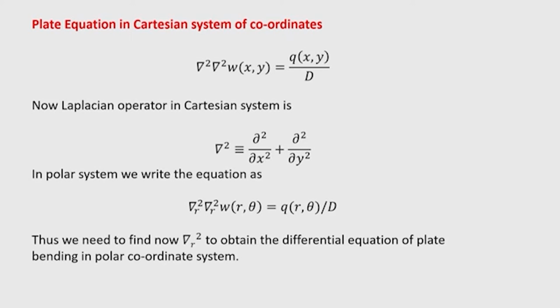Okay. So, you can see that now our aim will be to transform the Laplacian operator, that is del square, into the polar form del r square. So, del square contains the operator del square by del x square and del square by del y square. That means, second derivative of this quantity. So, first let us transform the del square Laplacian operator in rectangular system to polar coordinate system. Then we will be able to write the equation in polar coordinate system.